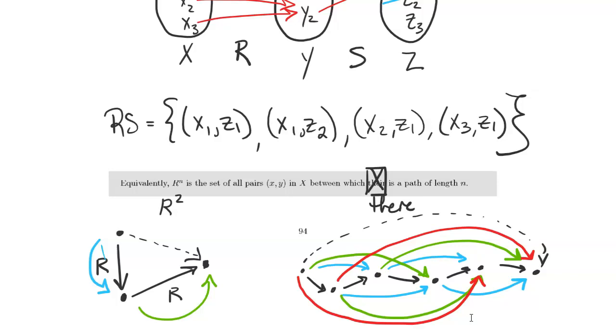So, black lines are R, blue lines are R squared, green lines are R cubed, red line is R4, and the dotted black line is a member of R5. It's a little obnoxious, that's supposed to be R5. Now you're starting to see how composition can maybe relate to transitivity.